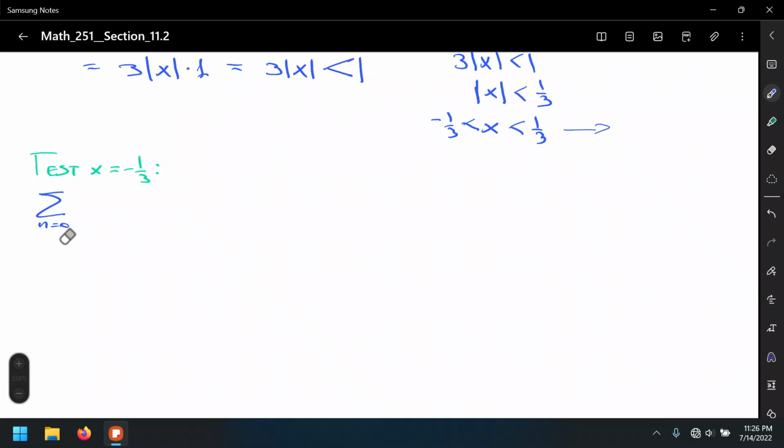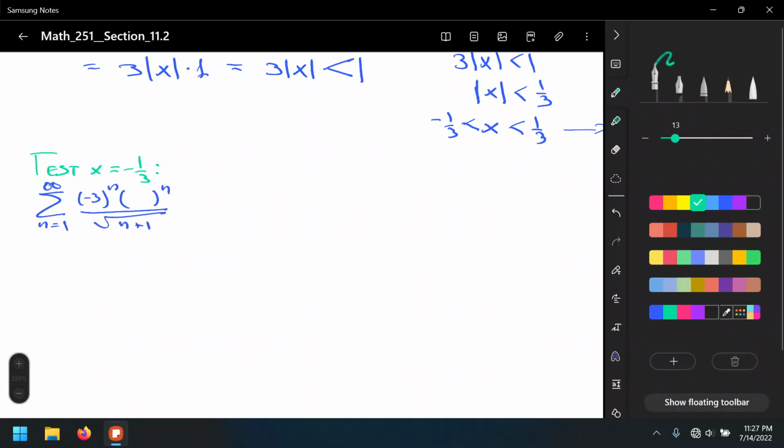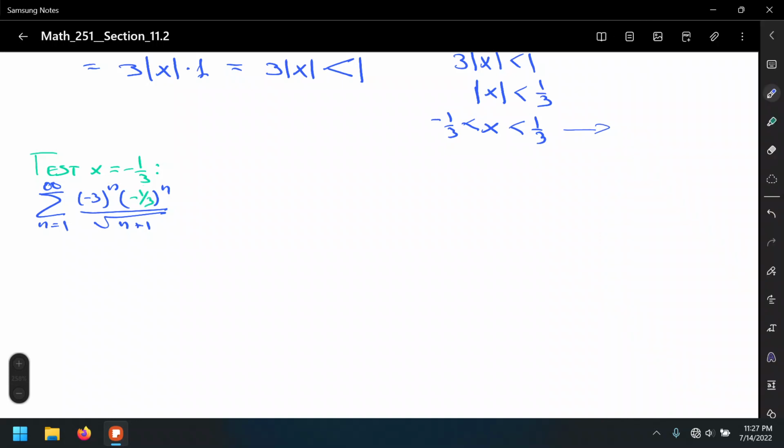N equals 0, it's 1 actually. The sum from n equals 1 to infinity of negative 3 to the n times the negative 1/3 to the n power divided by the square root of n plus 1. Okay, let's write down the negative 1/3. Okay, and then from here let's simplify the series, and once we simplify it, we will be able to find a new test to determine the convergence or divergence. So we'll see.